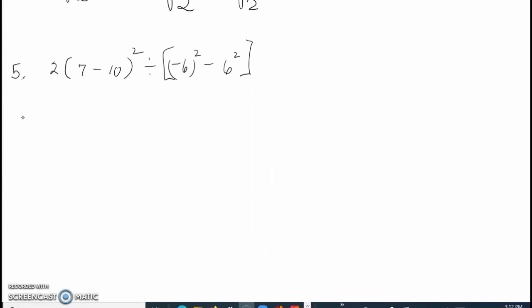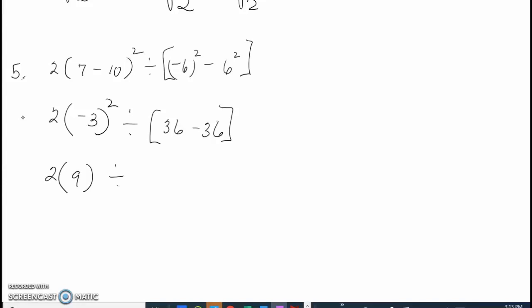Okay, one last problem, number 5. First thing I want to do is what's inside the parentheses here, and then what's inside the brackets here. So we have 2 times 7 minus 10 is negative 3 squared divided by negative 6 squared is 36, and 6 squared is 36. Now we have 2 times 9 divided by, oh, there's that 0 again, so 18 divided by 0, and the answer is division by 0 is undefined, does not exist.